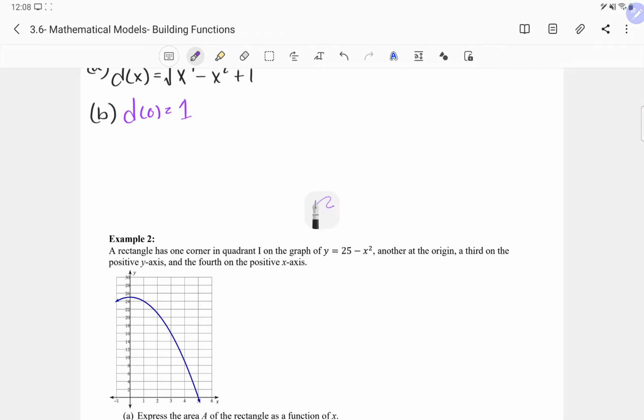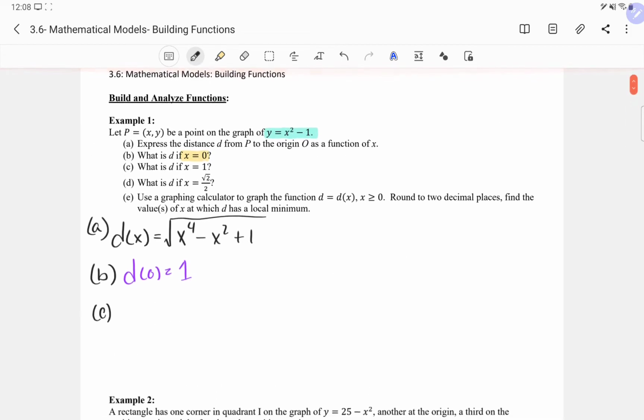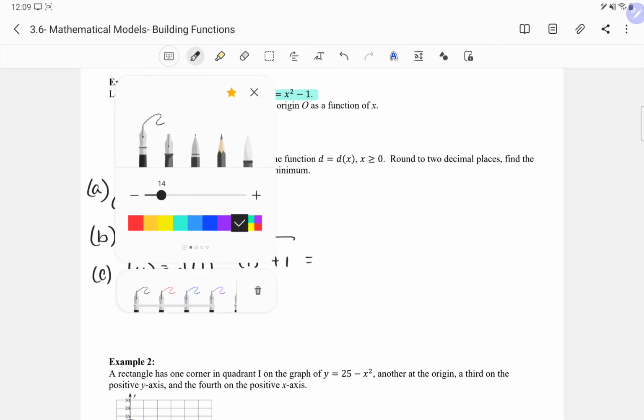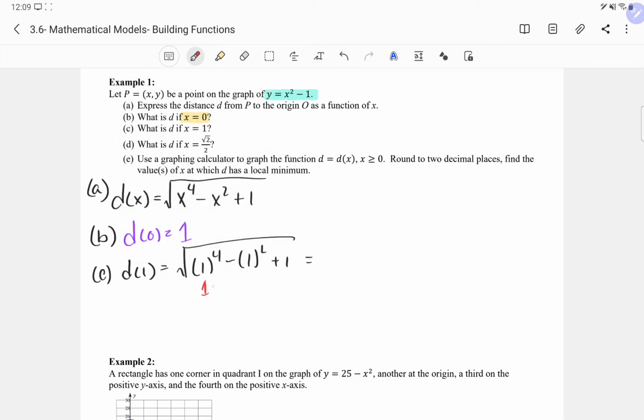Part C is asking for d of 1. Since our model works, we can use this. We've got d of 1 is equal to the square root of 1 to the fourth power minus 1 to the second power plus 1. So this would be 1 minus 1 plus 1, and we get the square root of 1, or simply 1.